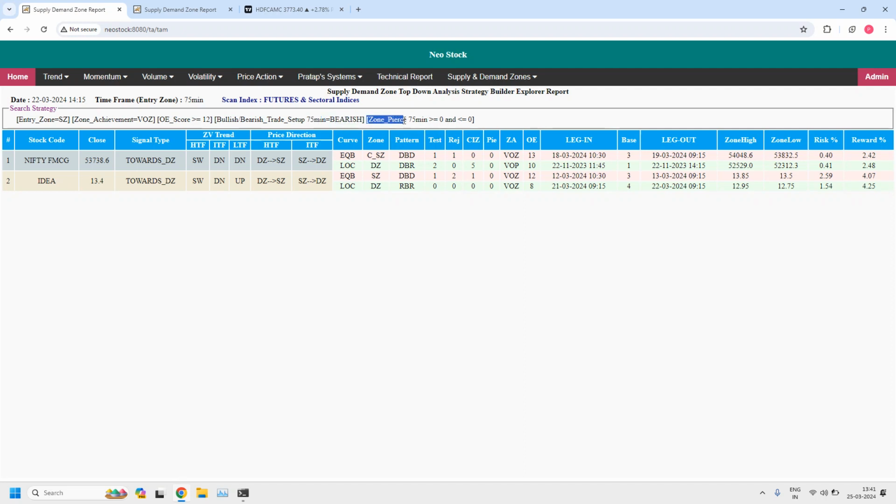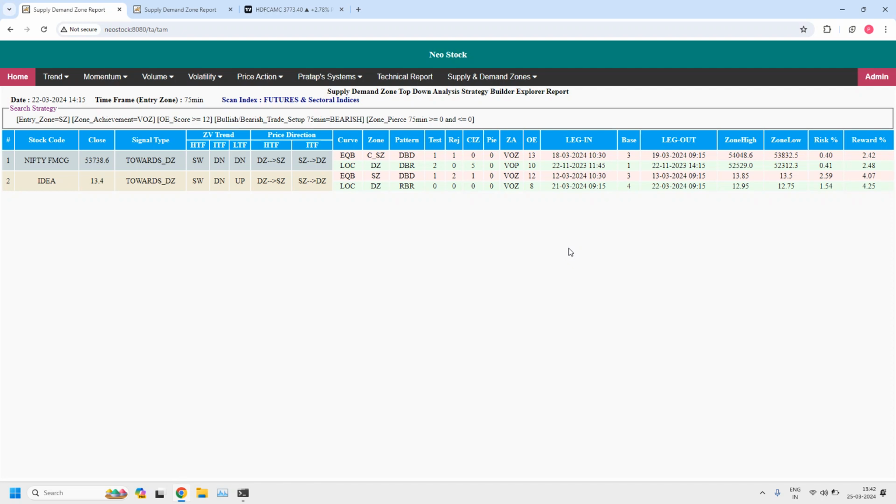And zone PS for 75 minutes time frame, we set zeros for minimum and maximum. That means all these supply zones are not pierced. Look into the column PIE, pierced. PIE indicates pierced. CIZ means close inside the zone. How many times prices are closed inside that zone? How many candles? And rejections you know. And the test count also you know. Okay, this is about bearish trade setup.